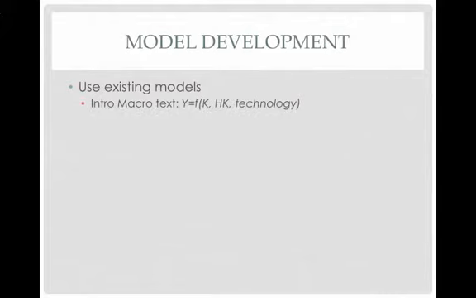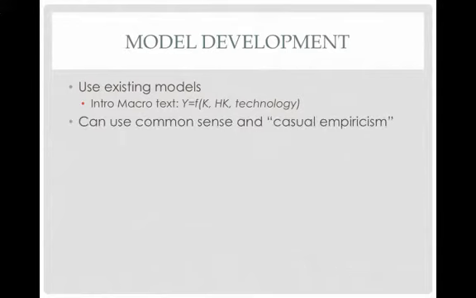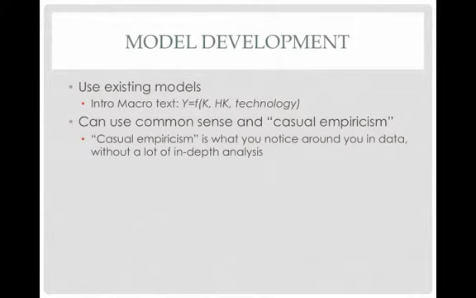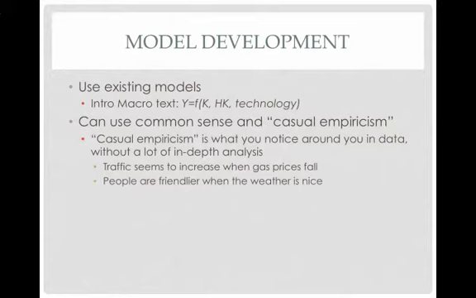So how do you come up with a model? How do you decide what's y, what's x? One way is to use existing models. So from introductory macro, we know that income is a function of capital, human capital, and technology. Okay, you can also use common sense and what we call casual empiricism. Casual empiricism is what you notice around you in data without a lot of in-depth analysis, so just what you see. Traffic seems to increase when gas prices fall. So that could be your model. People are friendlier when the weather is nice. So friendliness is a function of weather.